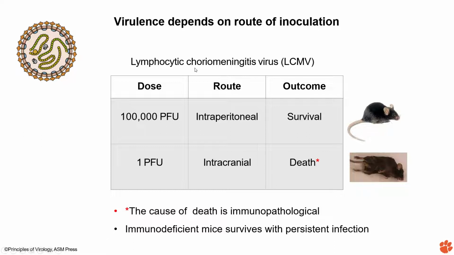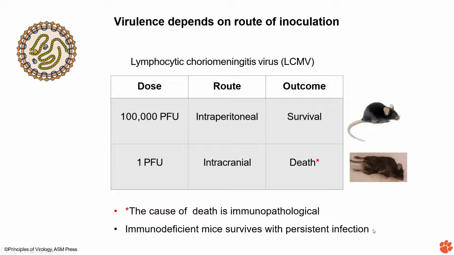So here, this is the lymphocytic choriomeningitis virus, LCMV. It's a mouse virus. If you give them about 100,000 PFU intraperitoneally, the mice survive. But with just one PFU intracranially, in the brain, it causes death. And the cause of the death is basically immunopathological. The immunodeficient mice, on the other hand, survive persistent infection.